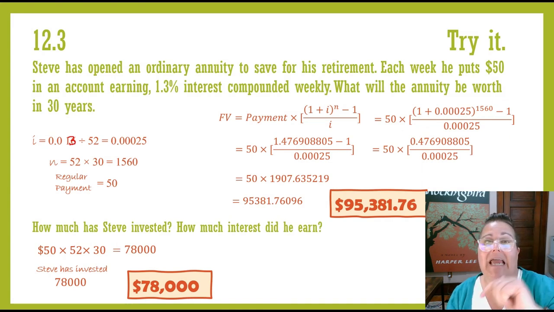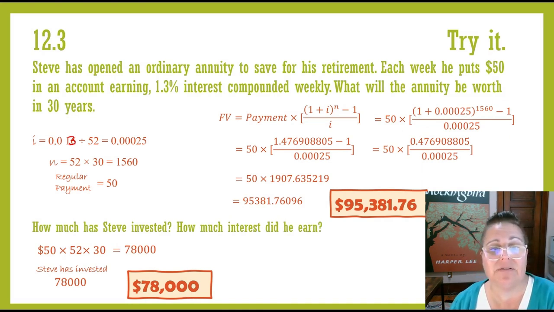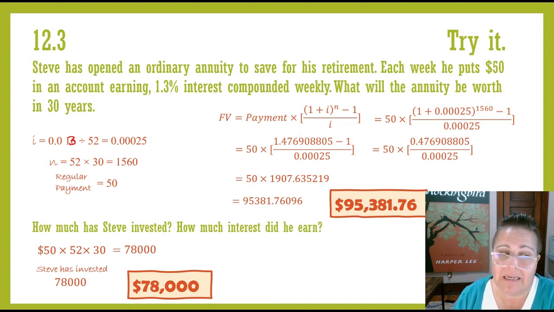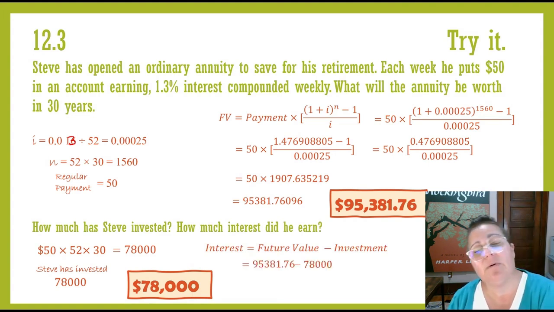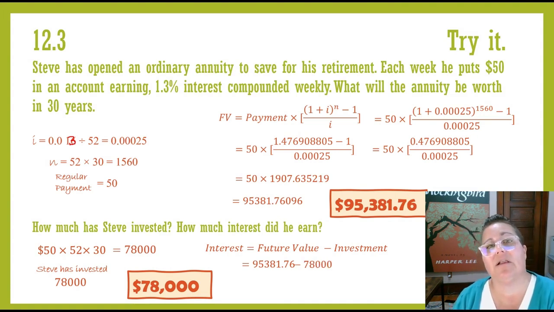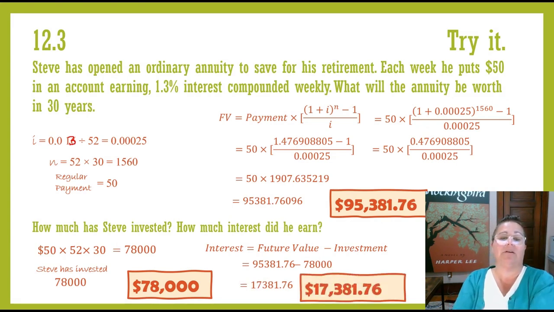He was able to take out of this account $95,381.76. So Steve made a little bit extra here. That extra is the interest. So to find the interest, we're going to take that future value of $95,381.76, and subtract the $78,000 that Steve put in with his own hard-earned money, and we get $17,381.76 in interest.